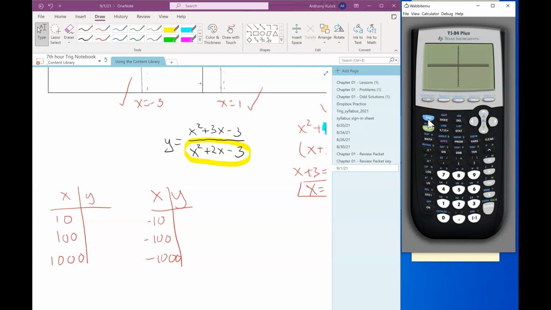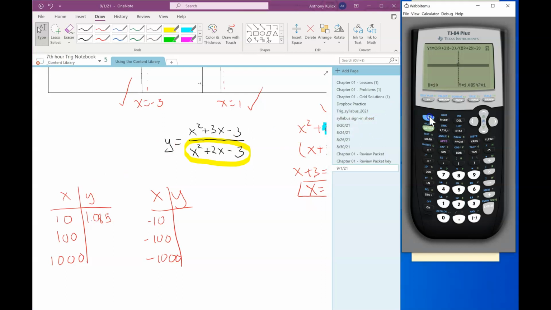To get the values for my table, I'm going to press second and the trace button and choose the value command. That allows me to pick a value for x to plug into my function. So I'll start with 10, and it gives me the y coordinate that associates with that. So this one looks like 1.085.